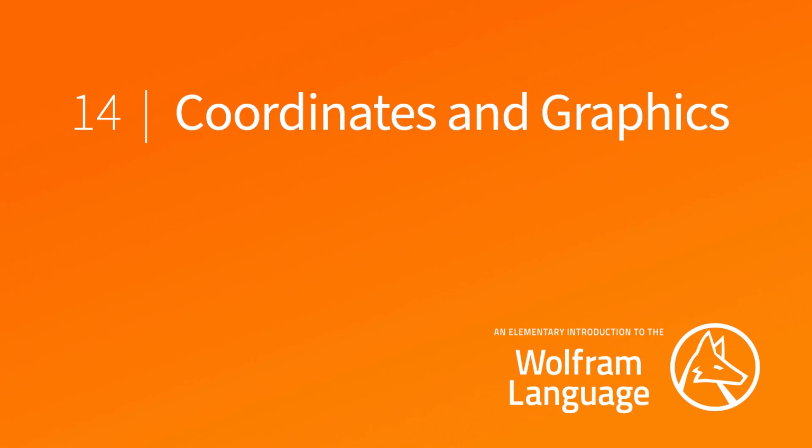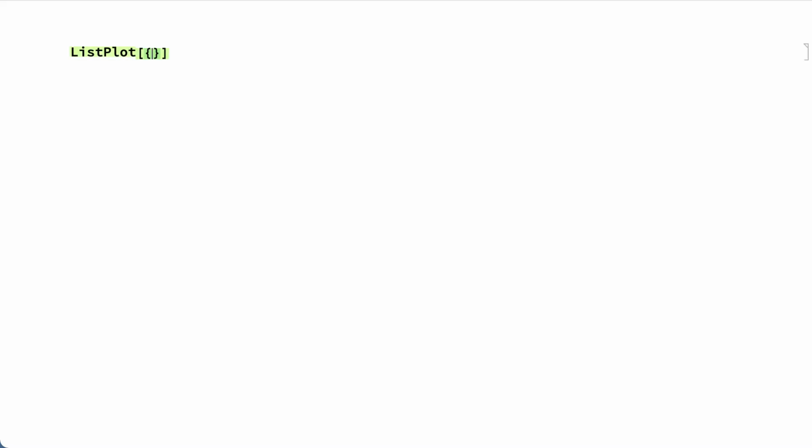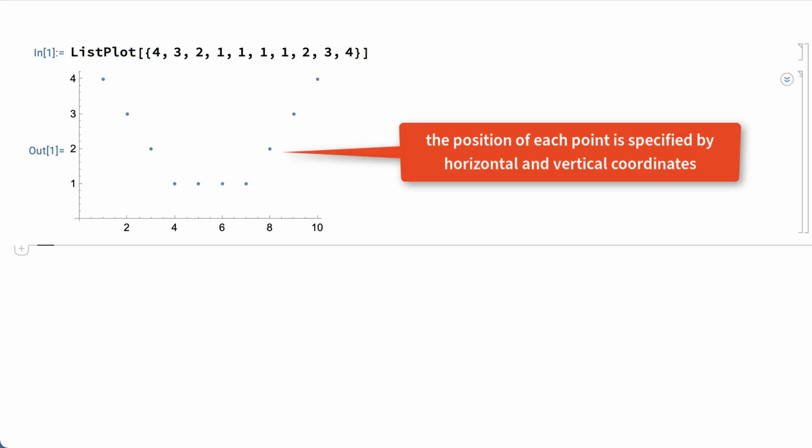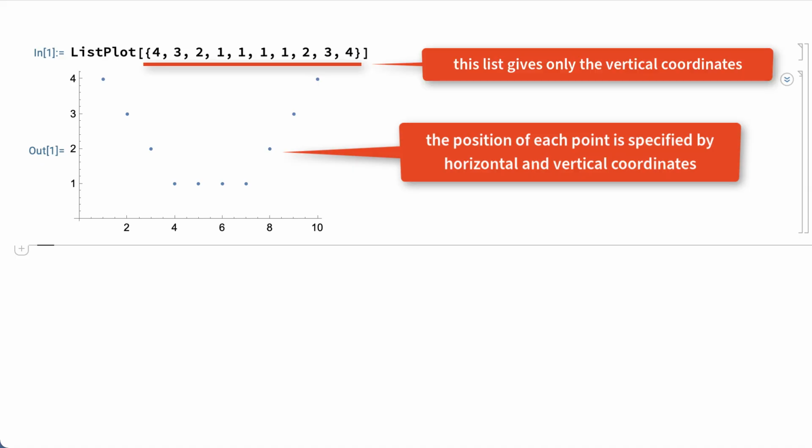This section is about using coordinates in graphics, so it's mostly about controlling the locations and sizes of things in graphical images. As an example of a simple graphic, here is a result from ListPlot. In a two-dimensional plot like this, the horizontal and vertical position of each point is specified by a pair of coordinates, one coordinate for the horizontal position and one coordinate for the vertical position. The list of numbers in this input, however, gives only the vertical positions of the points.